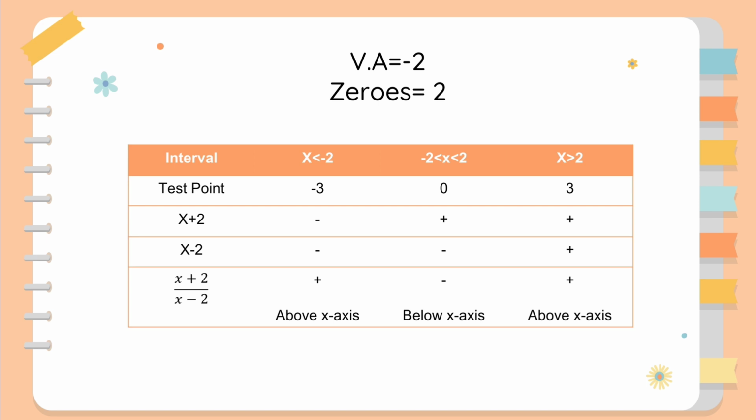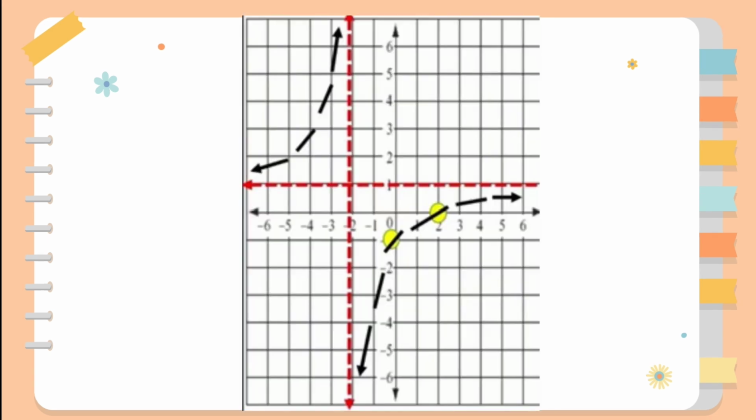Since we already picked the values for our test points, all we need to do is substitute the values to x. So here, negative 3 plus 2 is negative 1, and negative 3 minus 2 is negative 5, hence the negative sign, and so on. Lastly, the signs on the last column indicate our graph. It tells us if the graph is above or below the x-axis. And now, this is what the graph looks like.